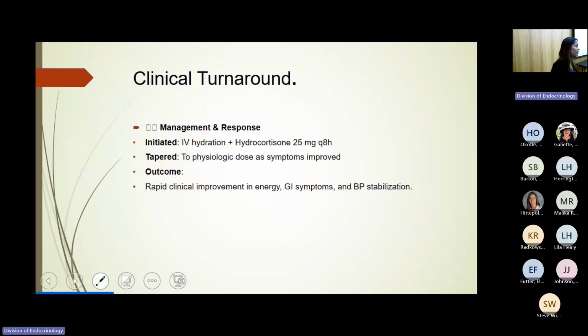And for the clinical turnaround for the patient, we started IV hydration. We started the patient on hydrocortisone 25 mg every 8 hours, which was tapered later to physiological doses as the symptoms improved. We could see that on day 1 and day 2, the patient had rapid clinical improvement in energy and GI symptoms, blood pressure stabilized, and the patient was actually doing better.